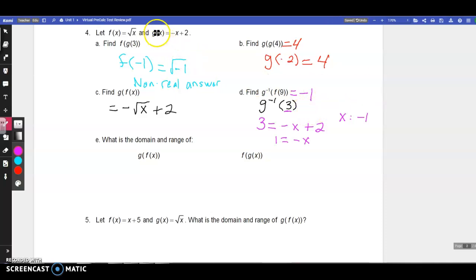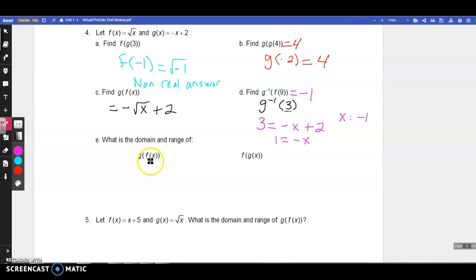If you wanted to, like I said, you could change this to y equals negative x plus 2. You could switch the x and the y, solve for y, then plug 3 into that new equation. But to me, that's doing a little bit too much. All right, what is the domain and range of g of f of x and f of g of x?